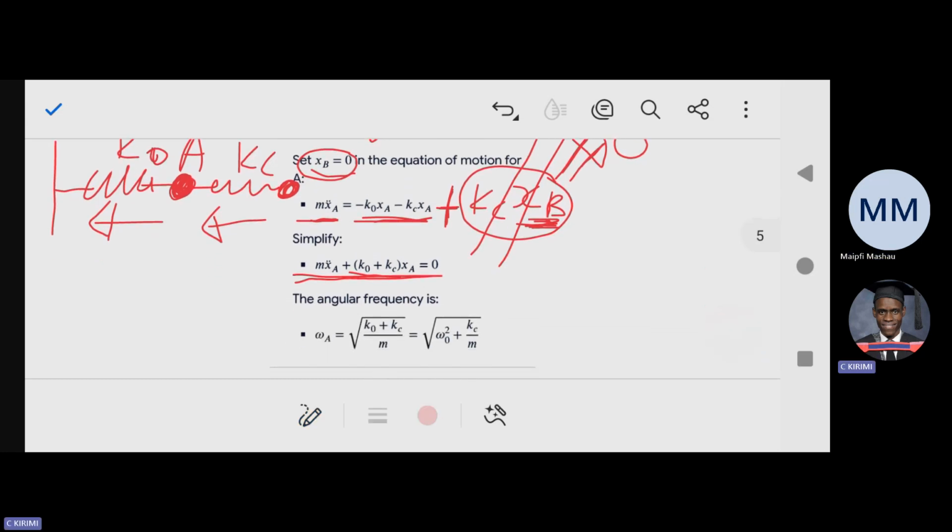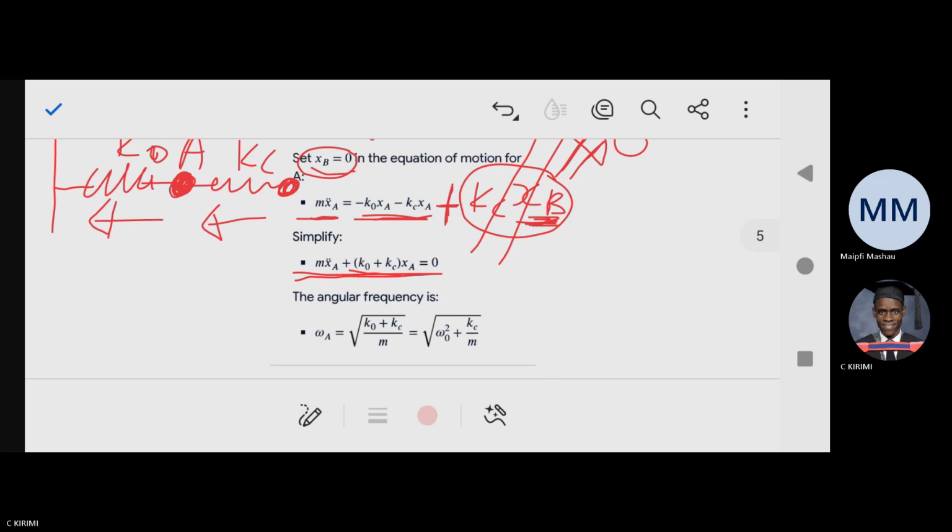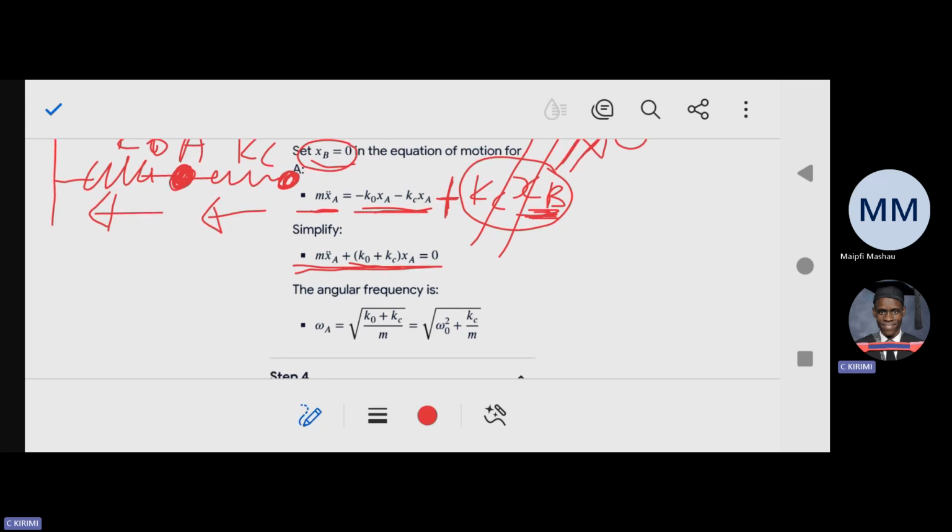Any question there? Then now we come to the angular frequency, which we are looking for, WA when B is clamped. So WA when B is clamped, the angular frequency, how did they obtain this angular frequency? That is my question. Because it's coming from the equation of mass times acceleration.